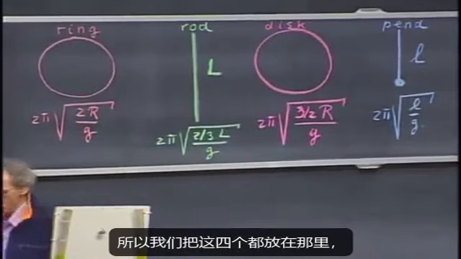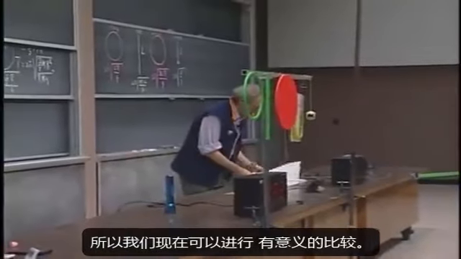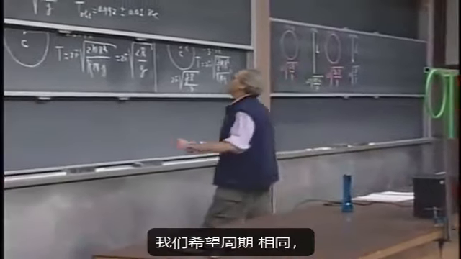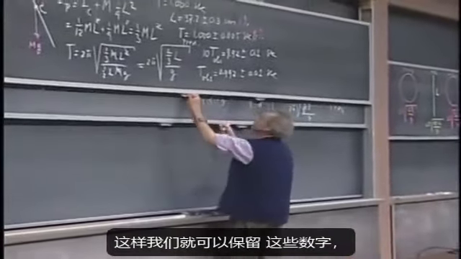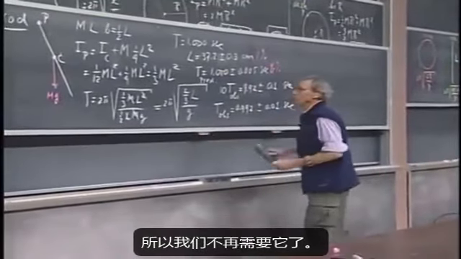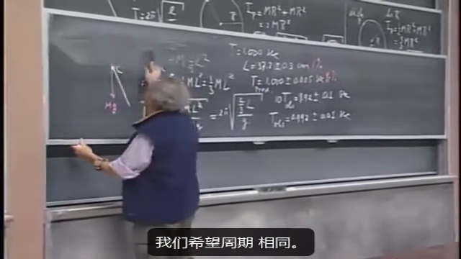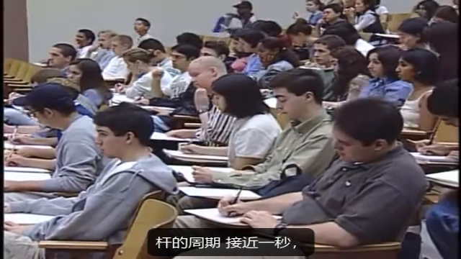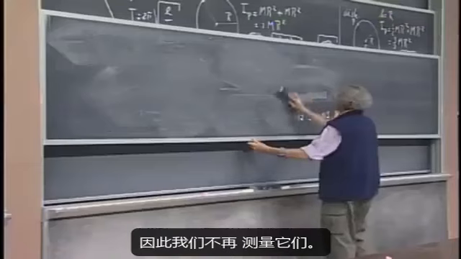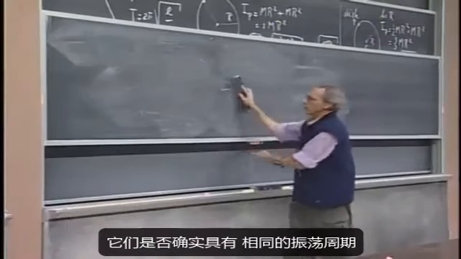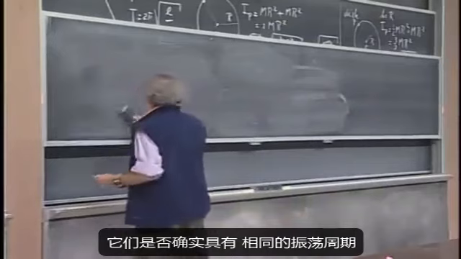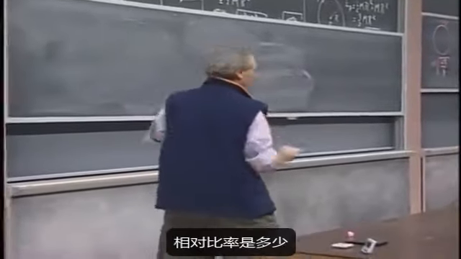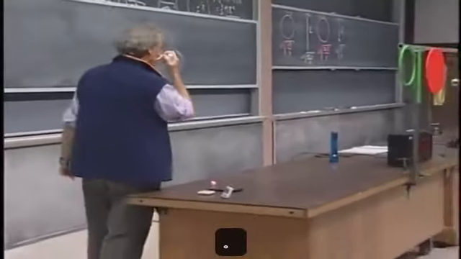So we have them all four there, and so we can now make a meaningful comparison. We want the periods to be the same. So we can hang on to those numbers, so we don't need this anymore. We want the periods to be the same. We already have established that the period of the rod is close to 1 second, so we're not going to measure them anymore. We just want to compare them, whether indeed they have the same period of oscillation by making them oscillate in unison. But we want to know what the relative ratios are of these dimensions the way we designed it.